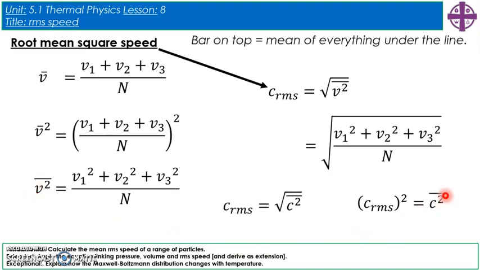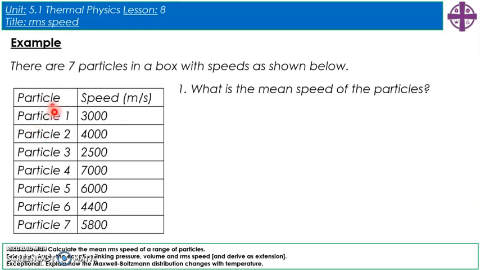This is the mean squared speeds. Let's have a look at an example and it'll make it a bit clearer. So here I've got 7 particles in a box and these are their speeds. So what is the mean speed of all these particles? Well, to work out the mean, I add up all the numbers, divide it by the number of numbers.